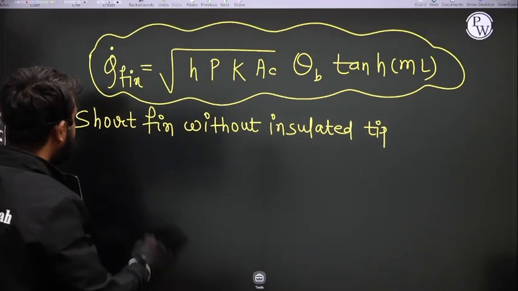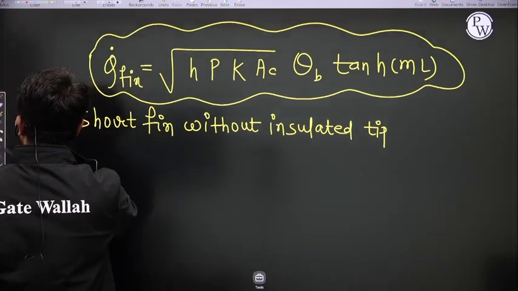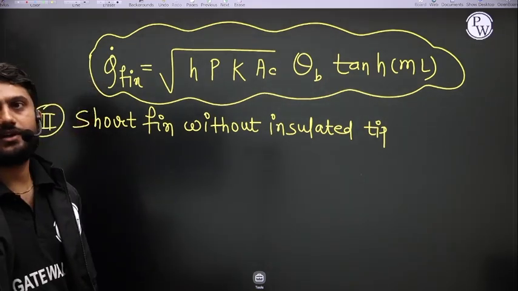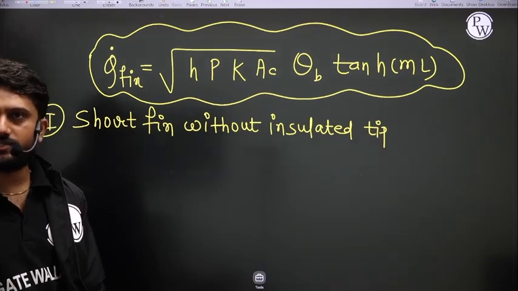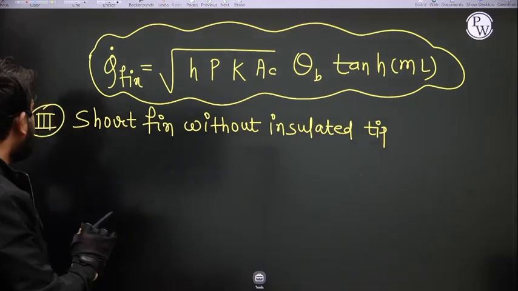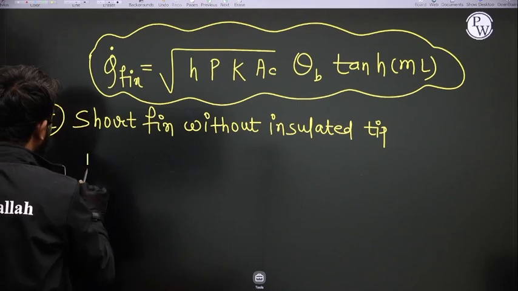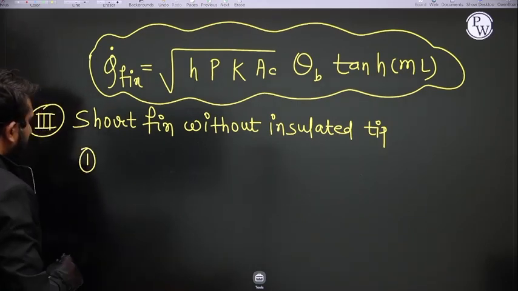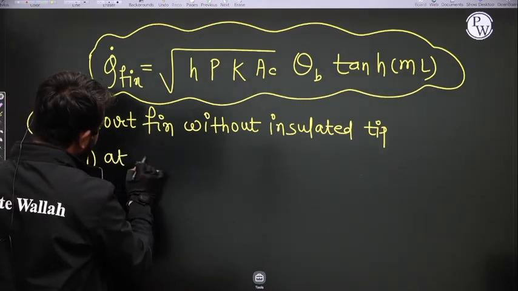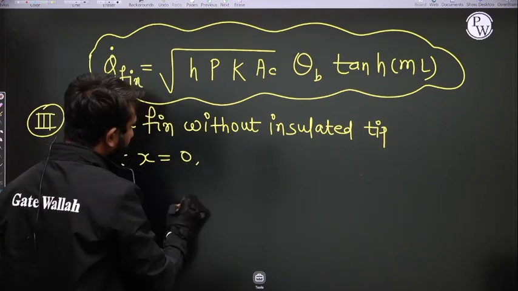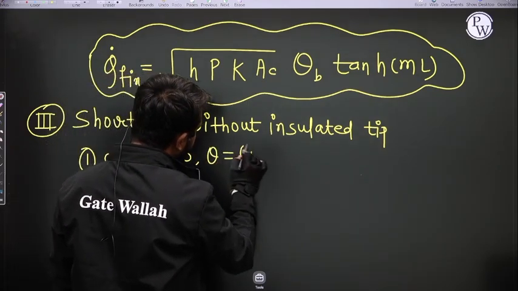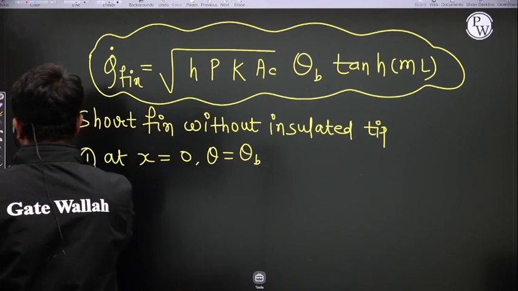Now see, again the governing equation is the same. The solution of the governing equation is also the same. That only changes in the boundary condition. So what are the boundary conditions? Two boundary conditions are required. The first boundary condition is the same: at x is equal to 0, theta is equal to theta_b. This is the first boundary condition.